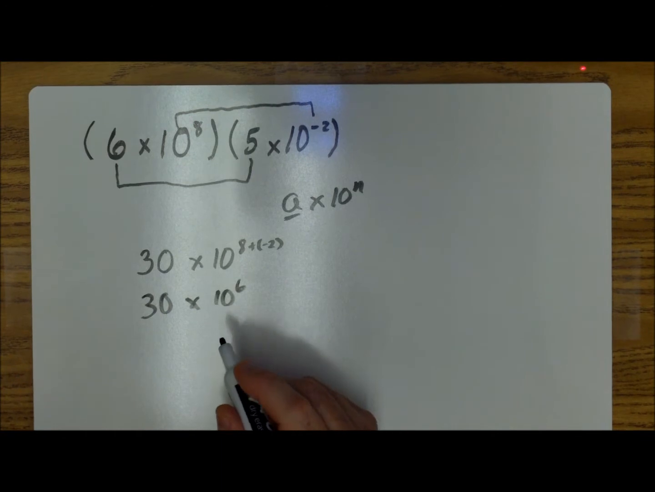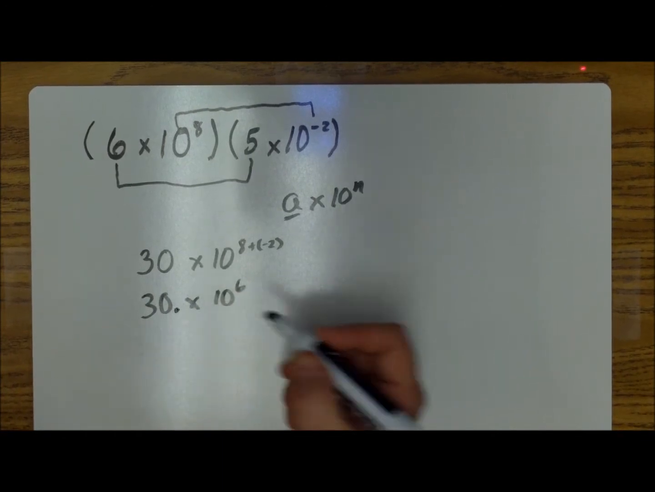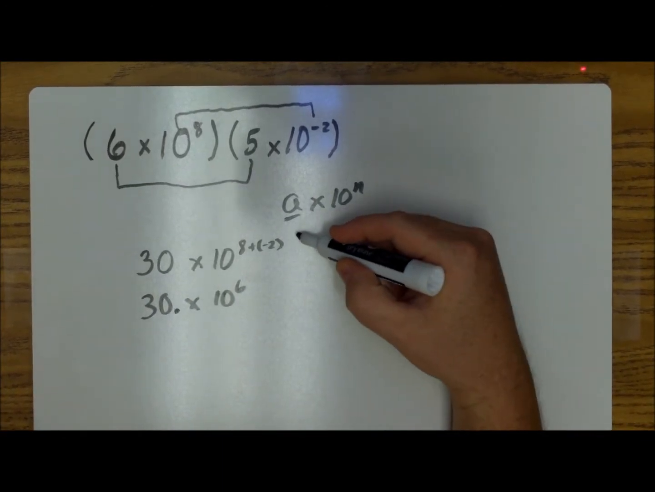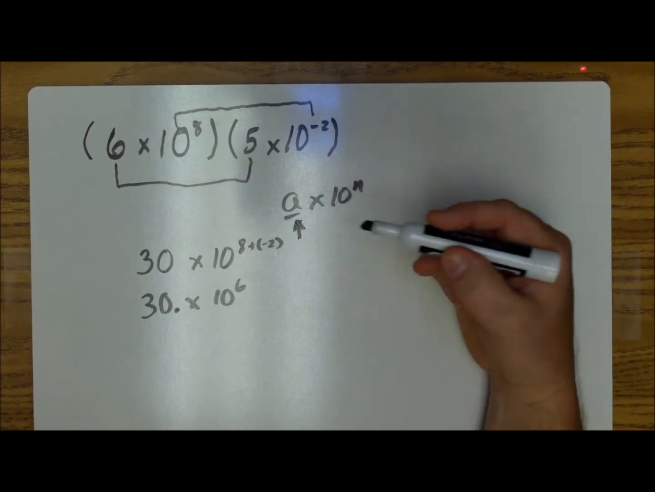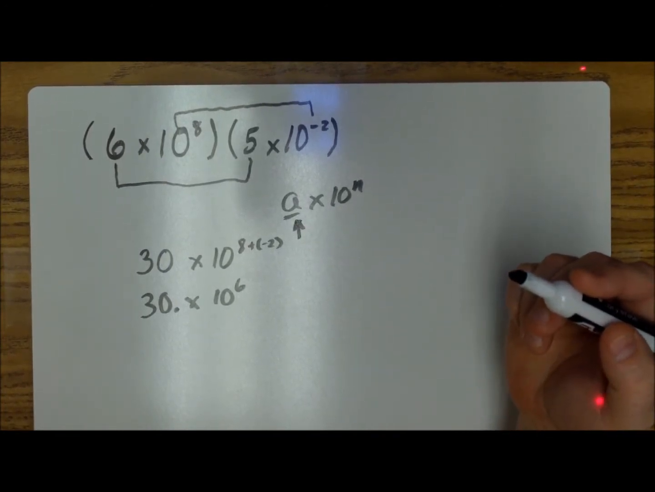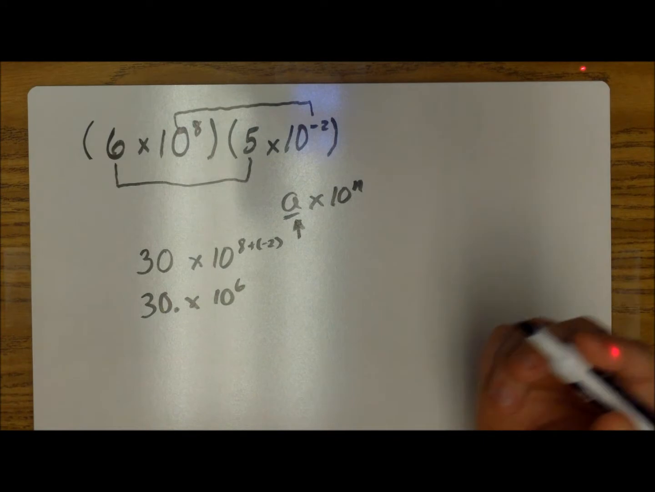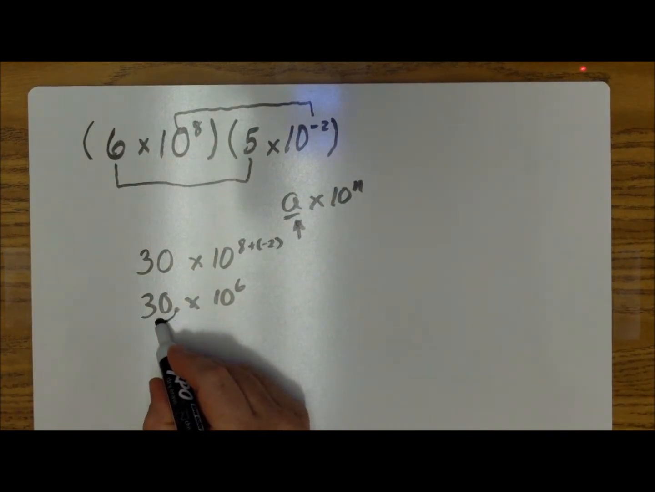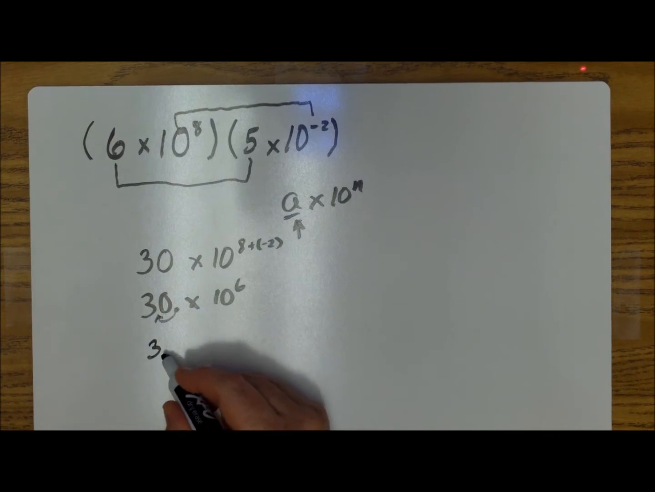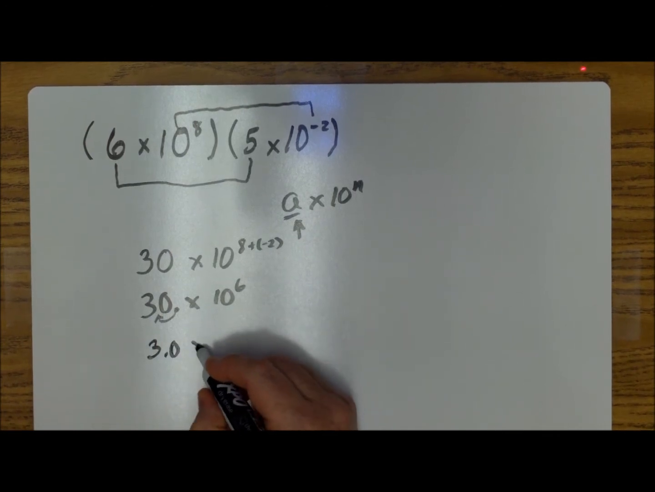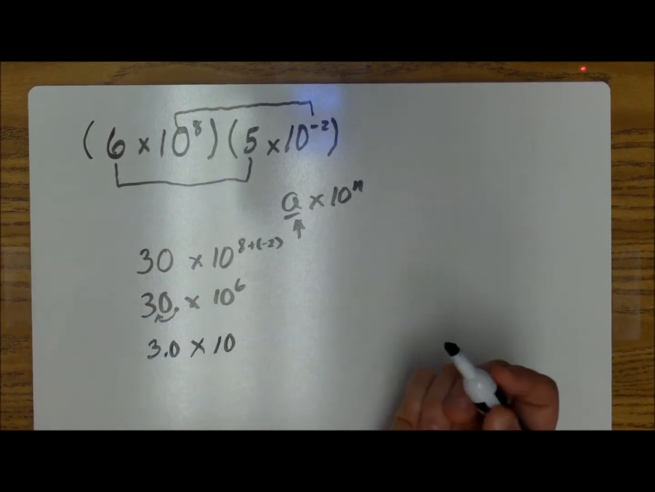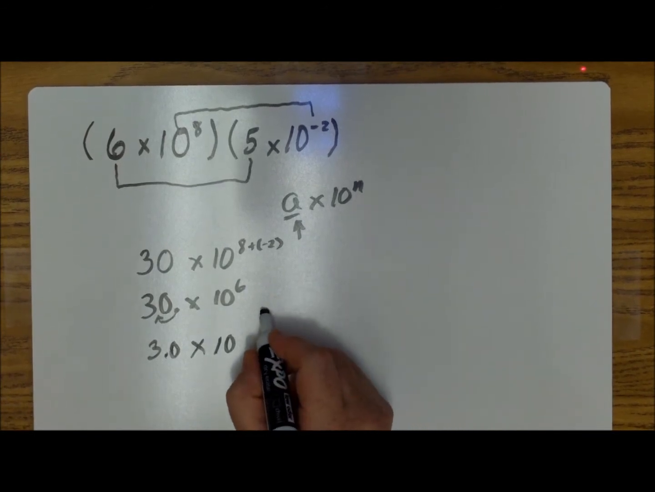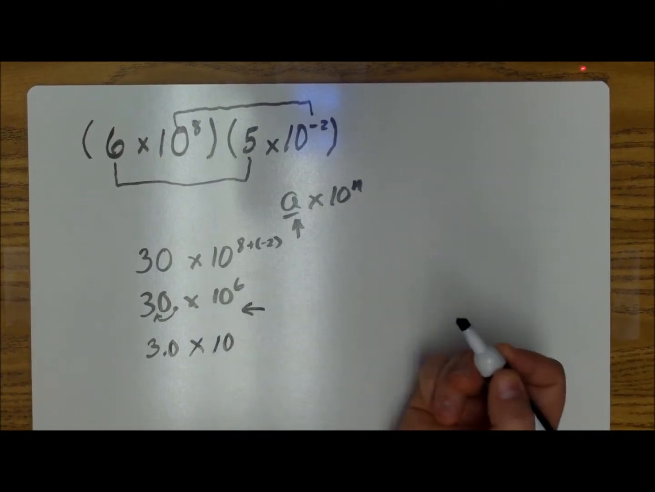And right now this is not proper scientific notation because the decimal point is here. And we said over here that the a value, which is our 30, needs to be less than 10 but greater than or equal to 1. So what we're going to do is move that decimal back one place and call it 3. And if you want, you can call it 3.0. It's not necessary to do that. Times 10. But we moved our decimal one place to the left.